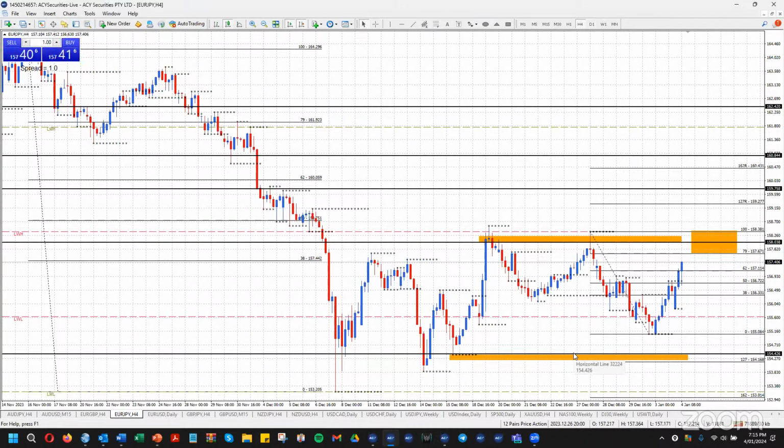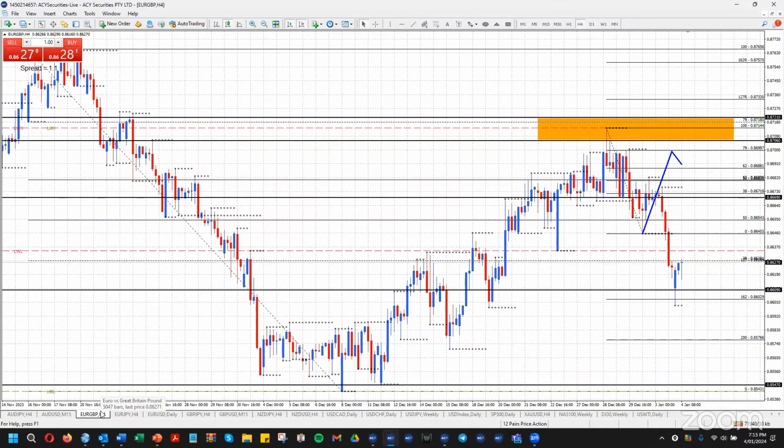So again, patience, waiting for price to come to an area that I'm happy to look to engage. Can I see a reversal from 157.67 up to 158.38?